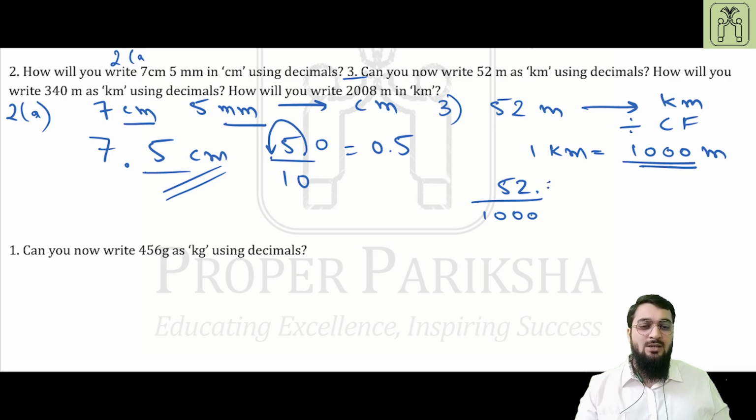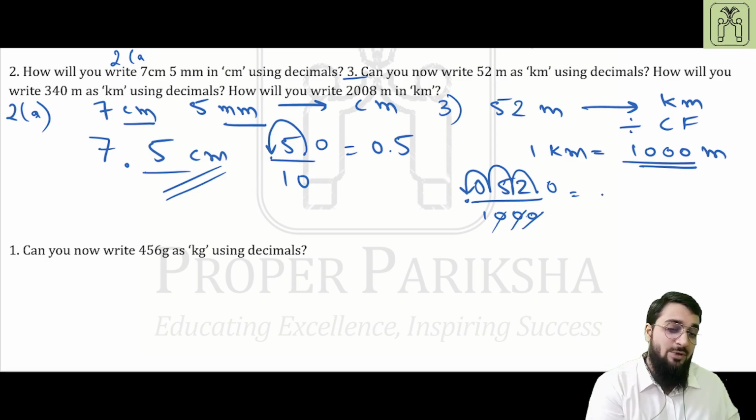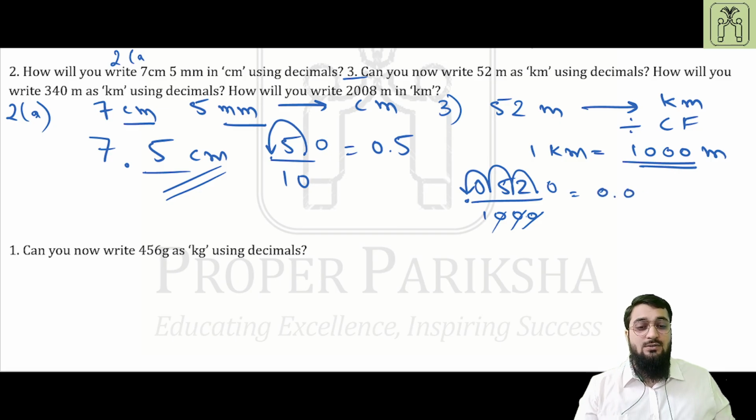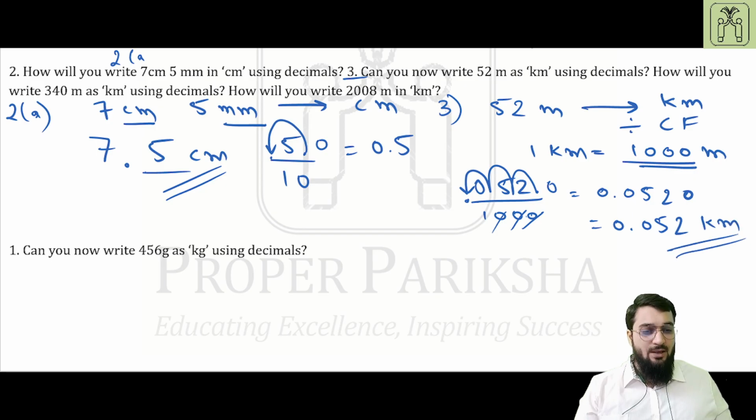Decimal point will be added, 0 will be added for easiness. There are 3 zeros, so we will jump on the left side 3 times. Okay, new decimal point location has been obtained. Vacant location will be filled with a 0. Answer has been obtained, and these 3 zeros have been cancelled out, and now the answer is 0.0520. Therefore the answer is 0.052, and that is the way how we write 52 meters into kilometers.